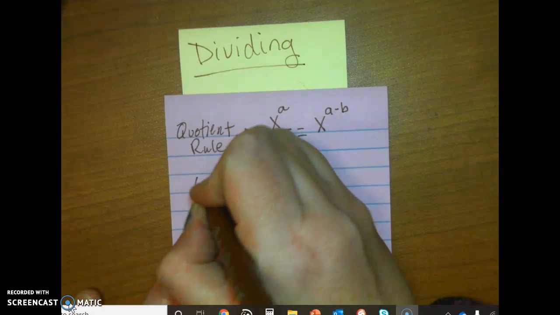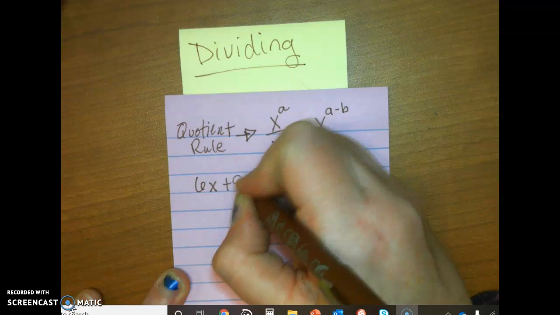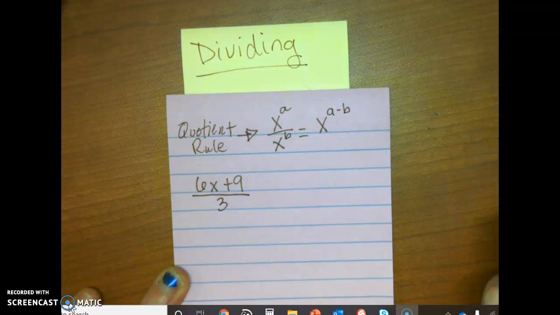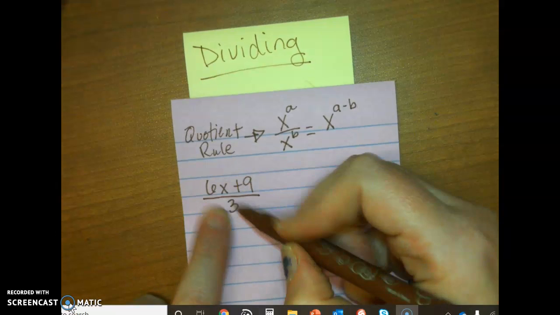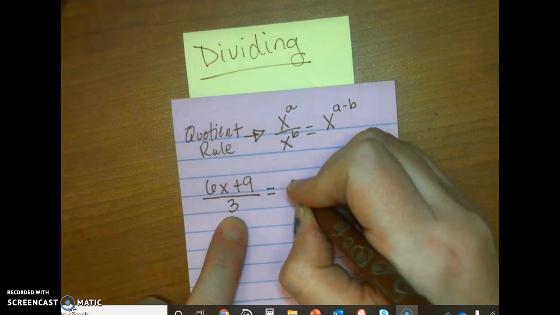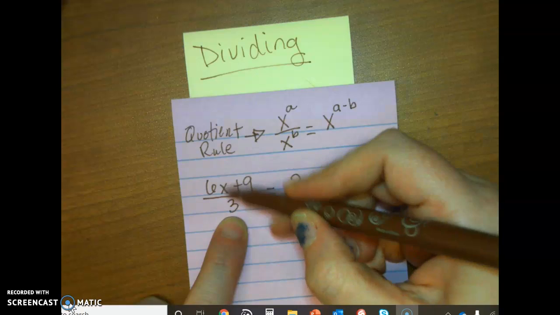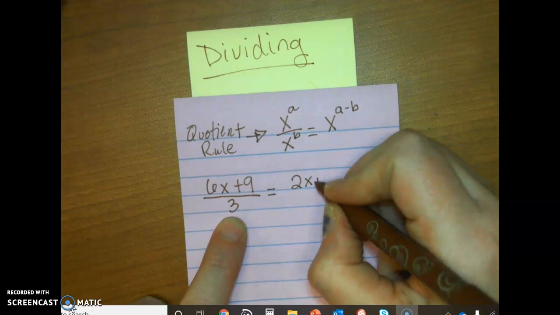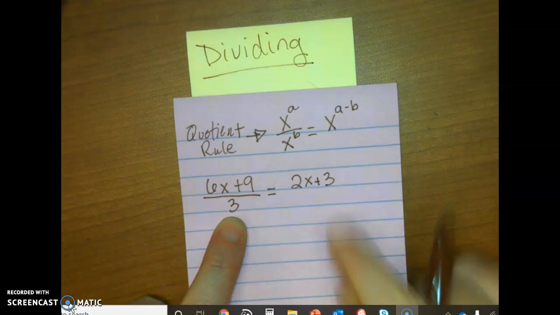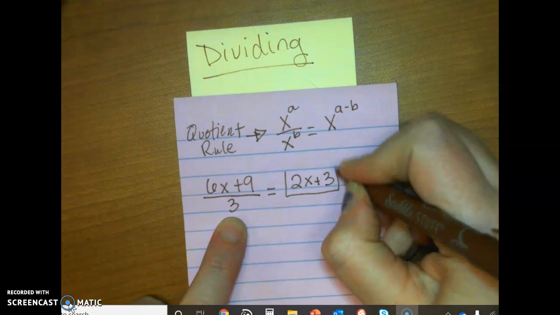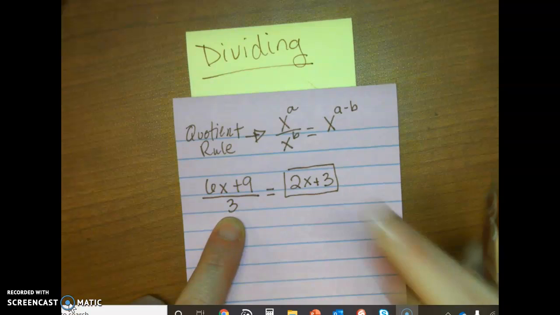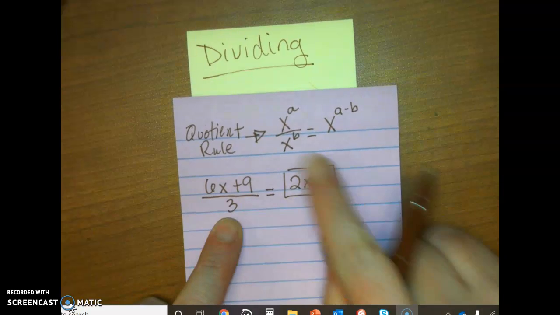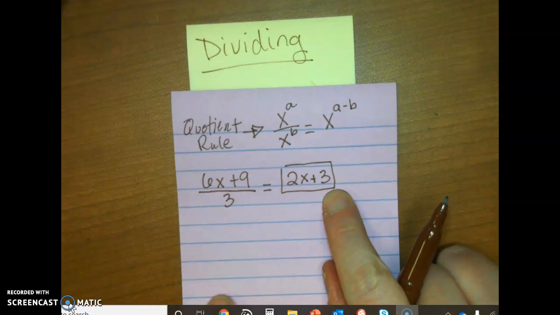So if I have 6x plus 9 divided by 3, well, 6 divided by 3 is 2, and that's just still an x. 9 divided by 3 is 3. This is your answer, because if I took that 3 and multiplied it by 2x, I'd get 6x. 3 times 3 is 9.